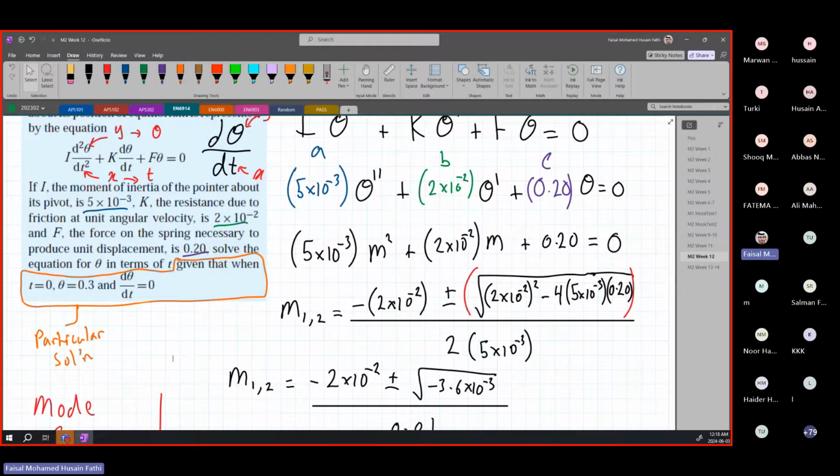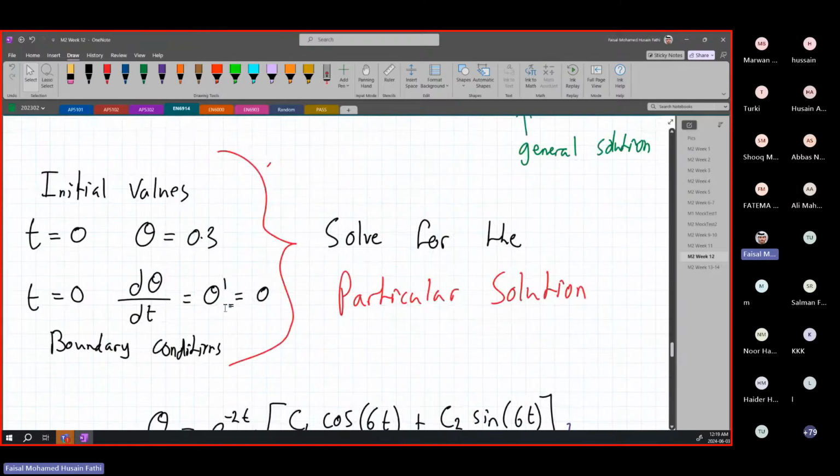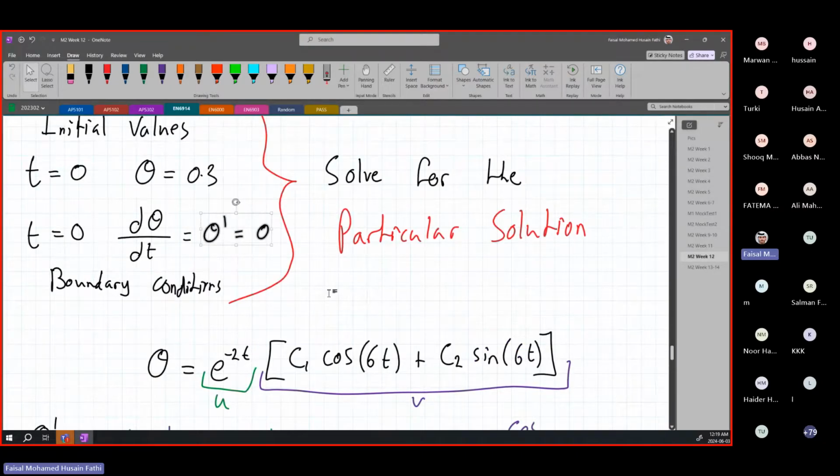Why did you set theta prime equal to zero? Because here in the question they give us d theta by dt is equal to 0. When t equals 0, theta is equal to 0.3. But d theta by dt is equal to 0. So for our theta prime, the boundary condition here is given as 0. Okay?